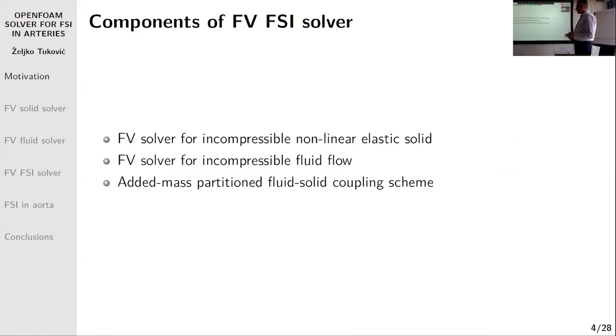So what are the main components of the finite volume fluid structure interaction model, which I will describe? It is based on a partitioned solution procedure, and it consists of a finite volume solver for incompressible nonlinear elastic solid, and a finite volume solver for incompressible fluid flow on moving meshes, on time-varying domains. A very important component of this solver is the Aitken partitioned fluid-solid coupling schemes, which should ensure stability and efficiency of the fluid structure interaction simulations.